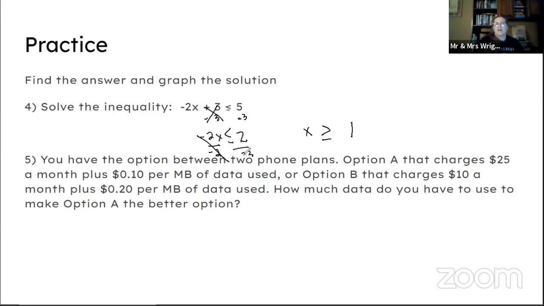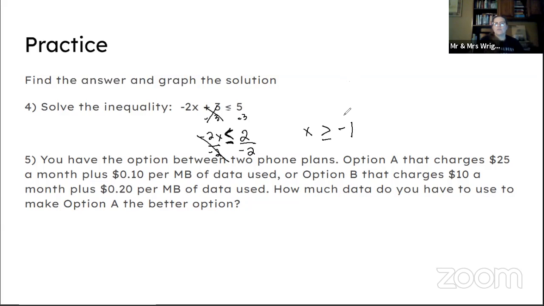I did not write this well. Let's see if I can write that a little bit better so it's easier to read. I had 2 divided by negative 2. This is from the inequality symbol here. Okay, so 2 divided by 2 is 1, and I have an odd number of negatives, so my answer will be negative. X is greater than or equal to negative 1.